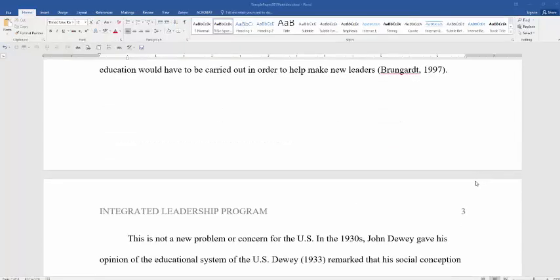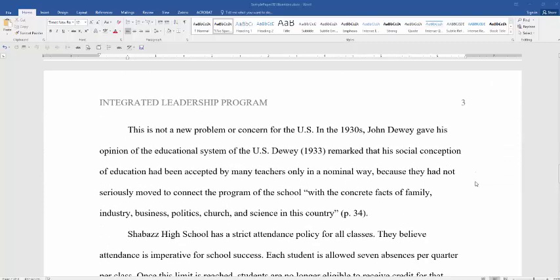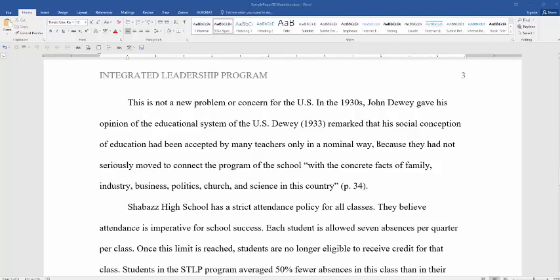The next thing we have is discussing decades. So what we have here, it is stated in this paper as follows. In the 1930s, John Dewey gave his opinion. For decades, or any situation where you're dealing with years, APA does not use an apostrophe. So we have 1930s. There's no apostrophe between the 0 and the s.